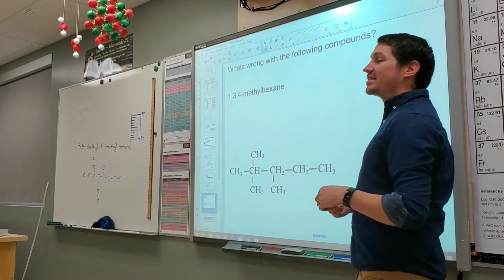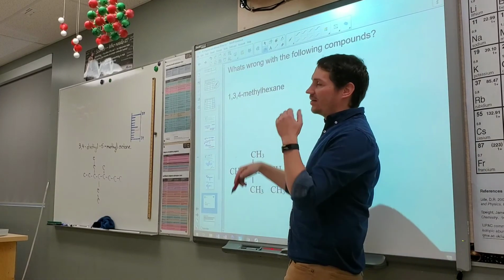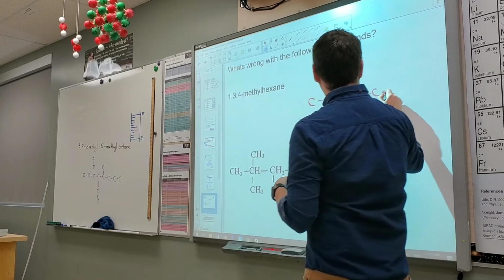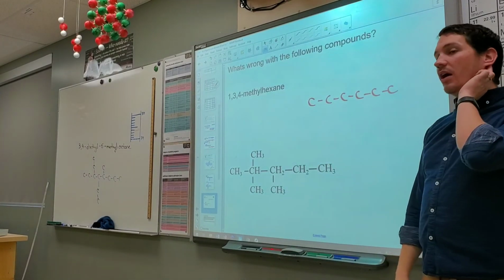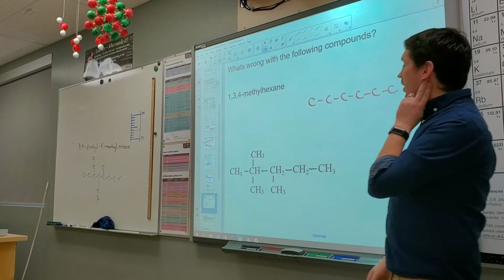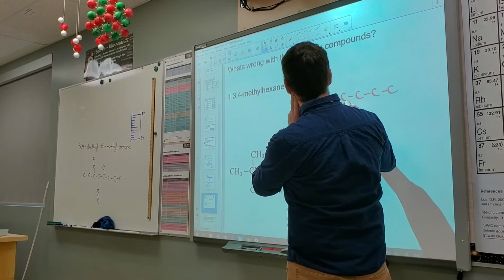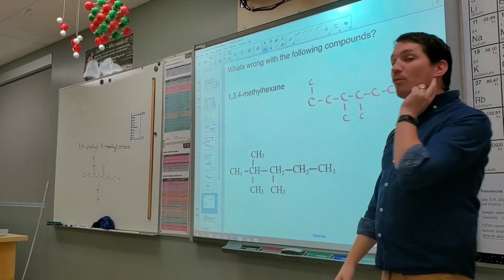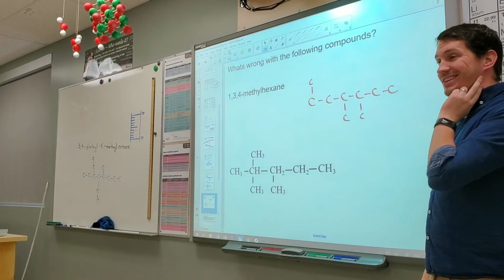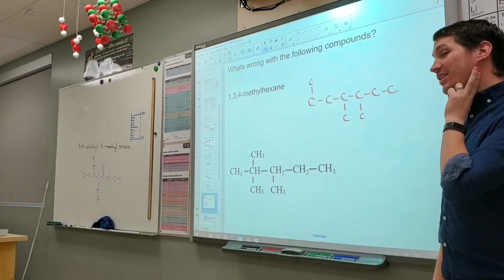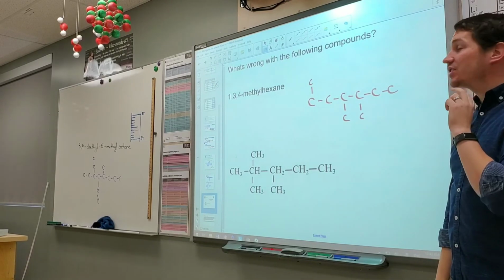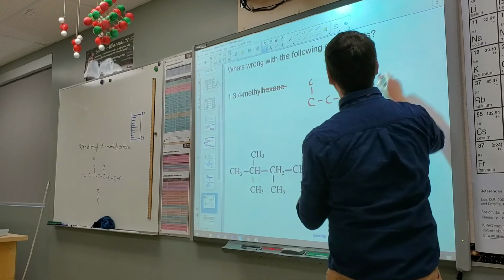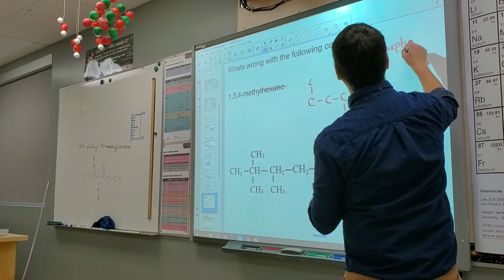But let's draw this out. How many carbons in the parent chain? It says 6. And where are the methyl groups? At 1, 3, and 4. But when you draw it out, how long is the parent chain in reality? It's actually 7. So this name is wrong. It's not hexane, it's heptane.